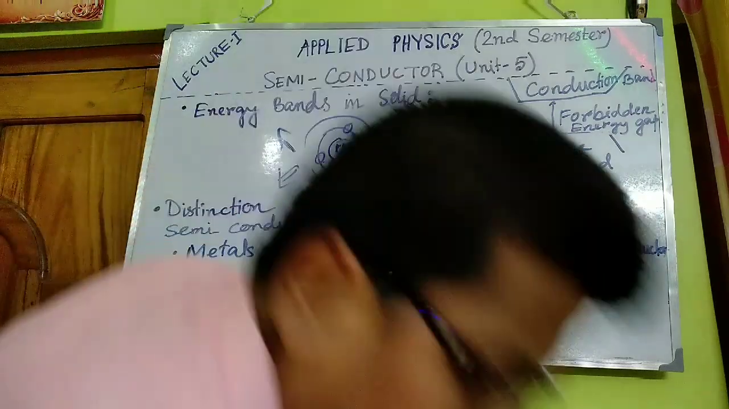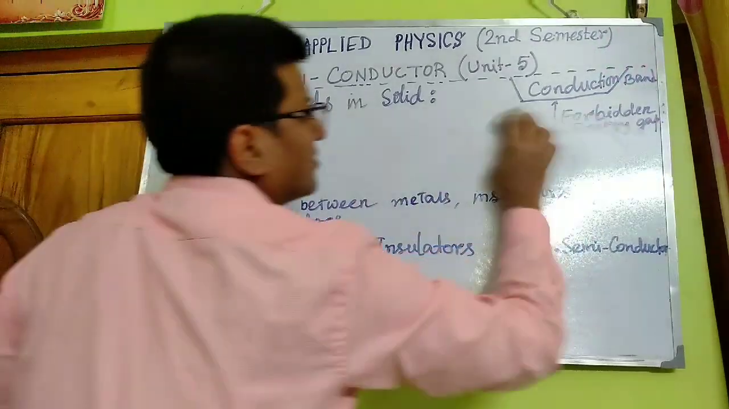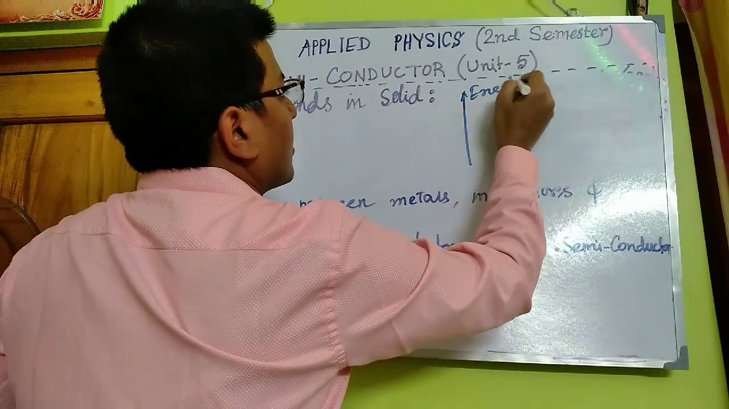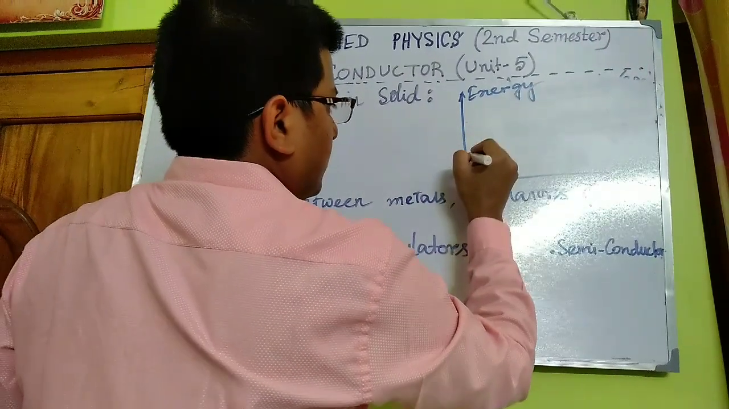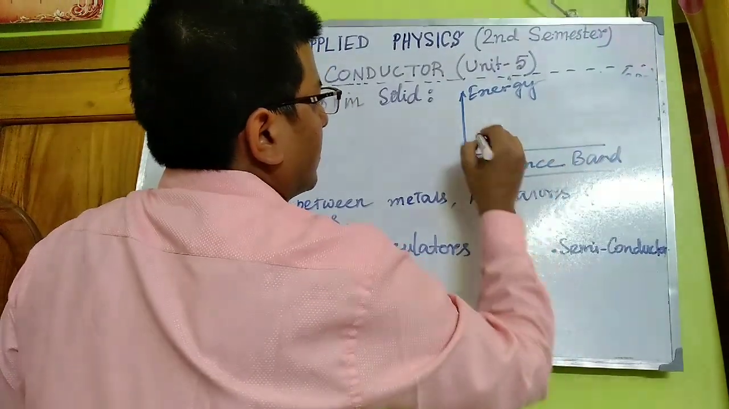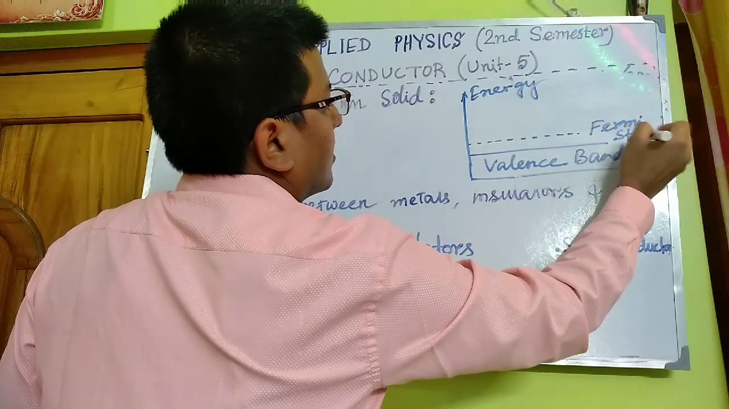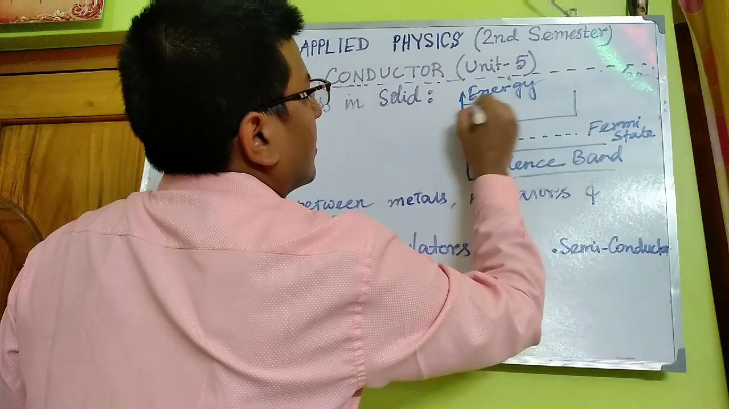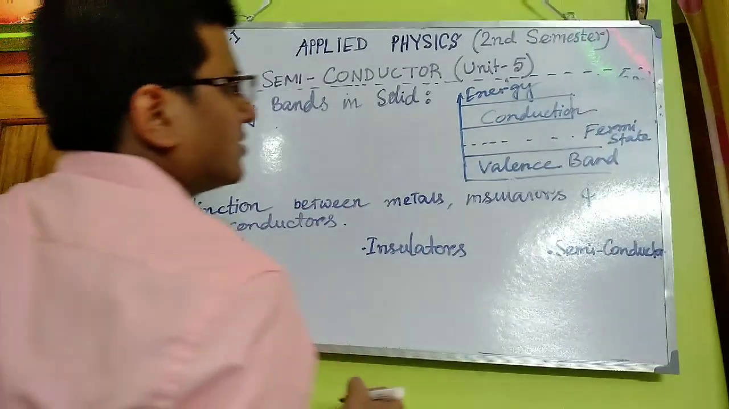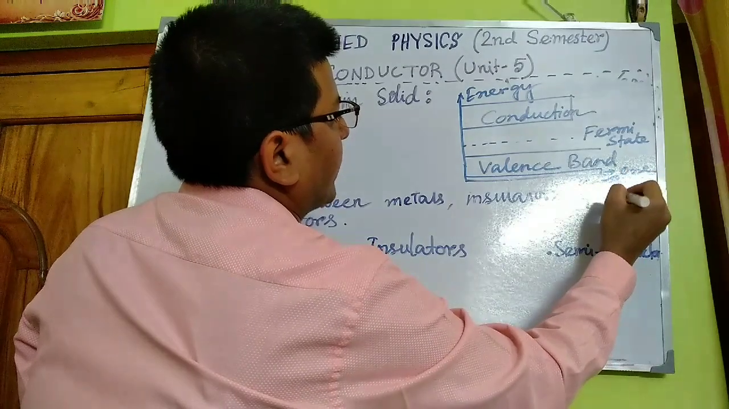If I draw the curve to understand the Fermi energy state, conduction band and forbidden gap, it will look like this: valence band, Fermi state, conduction band, and maybe there are other bands also.